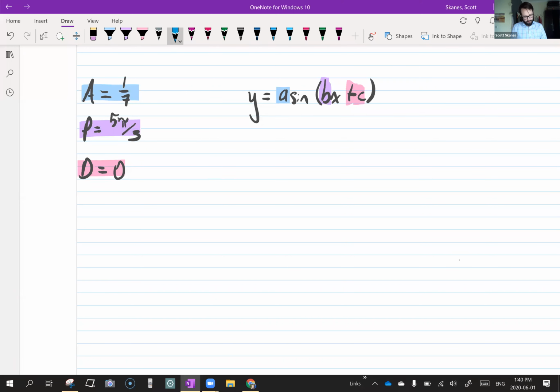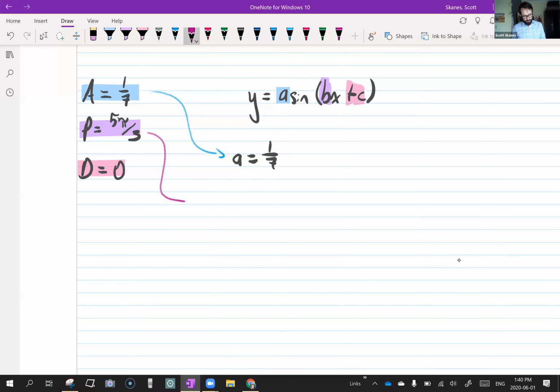If I'm given the amplitude here, how do I get A? Well, A is just the same thing. Amplitude is little a. It's the same thing. So you can always just steal that and take that number. So that'll go right here on top.